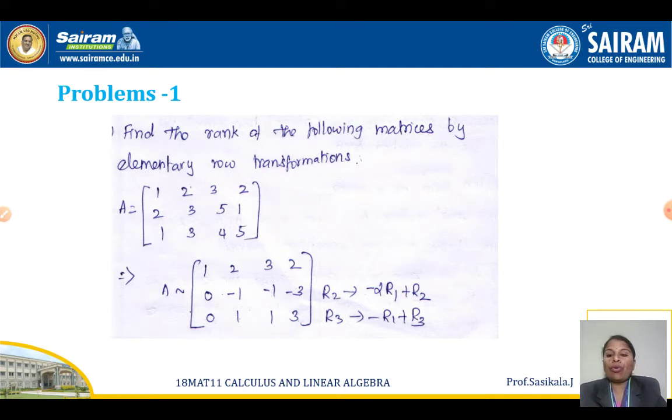So we'll go for the first question. Find the rank of the following matrix by elementary row transformation. What is given? A is equal to 1 2 3 2, 2 3 5 1, 1 3 4 5. What is the order of the matrix? The order is m cross n, which is nothing but 3 rows and 4 columns. So it is a 3 cross 4 matrix, right?